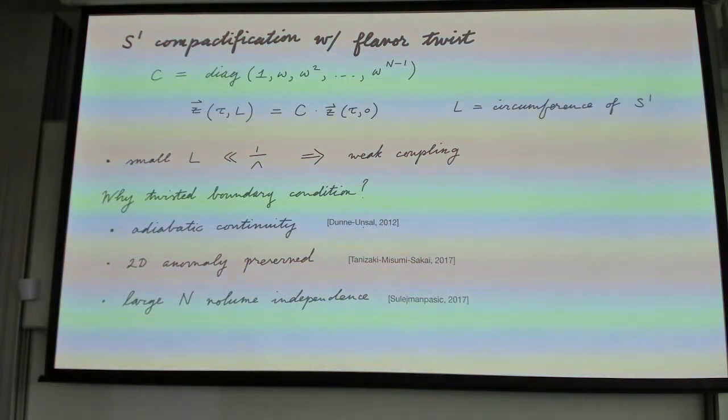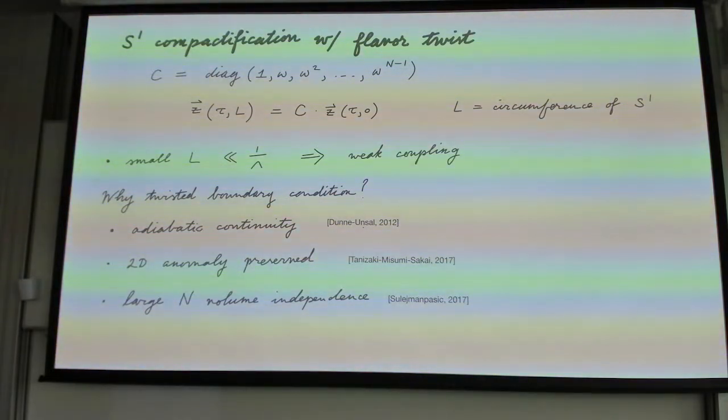So I'm actually going to study, like I said before, this with a circle compactification and with a particular boundary condition. And the boundary condition is given by this. So I use this matrix C, which is an element of the symmetry group. And so along the circle, I'm twisting the fields by this symmetry element. It's a diagonal matrix with, I use the letter omega for the nth root of unity.